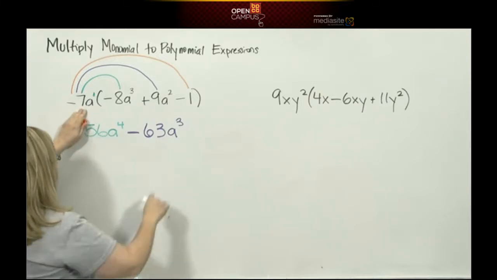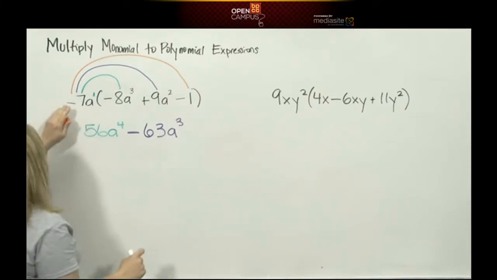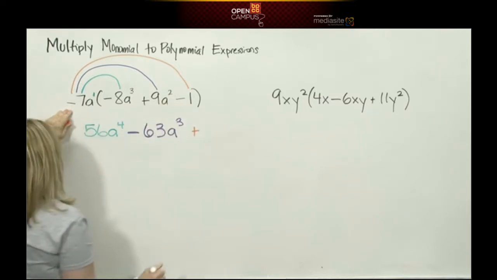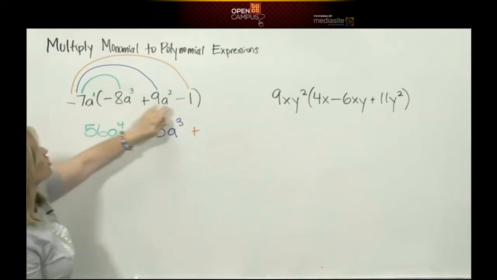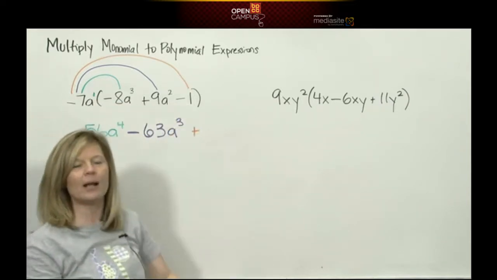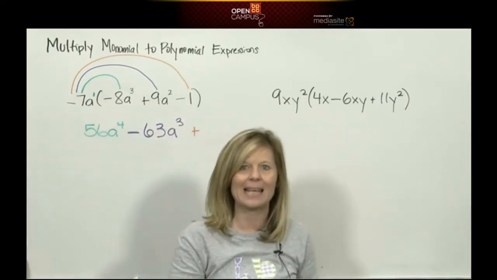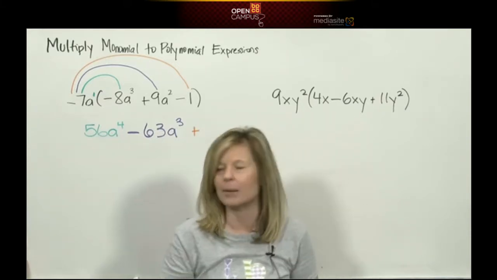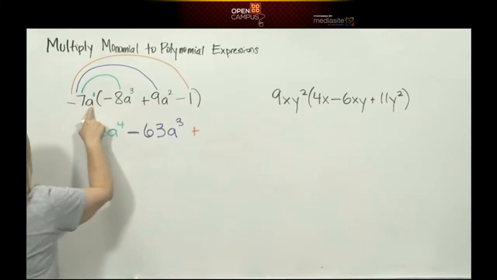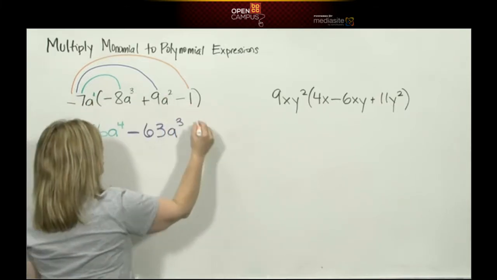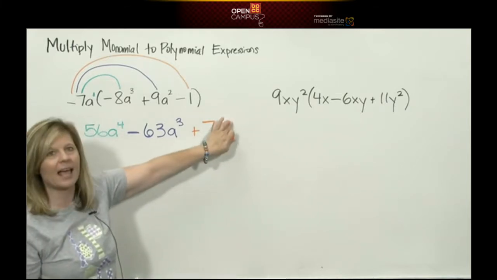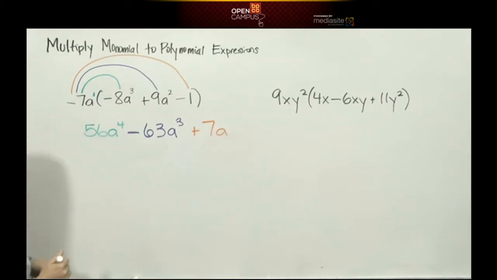Negative 7a to the 1st times negative 1. A negative times a negative is a positive. 7a to the 1st times 1. Well, we know in arithmetic 1 is your identity element, which means anything you multiply to 1 stays the same. So 7a to the 1st times 1 would be 7a to the 1st. But we don't need to write the exponent 1. It's understood.